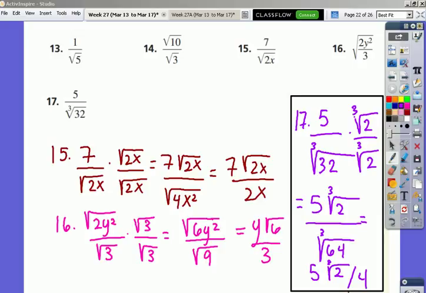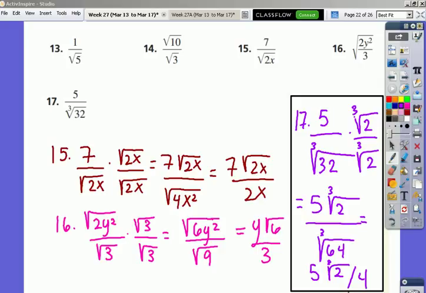Because if you multiply by itself, you'll get a perfect square, you won't get a perfect cube, so you have to think about what is the closest perfect cube here that I can get. Well, I can get a 64 if I multiply it by 2. So I have to take the cube root of 2 over the cube root of 2 and multiply it. Does that make sense? And then you end up with 5 cube root of 2 over 4. Questions?